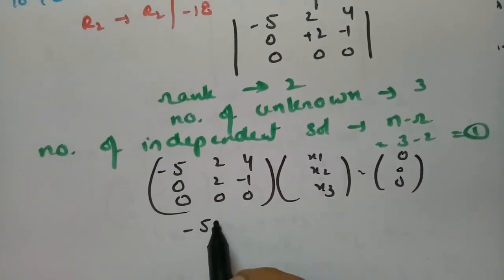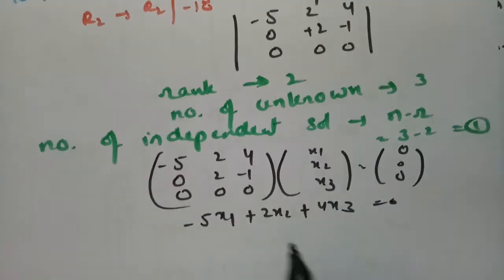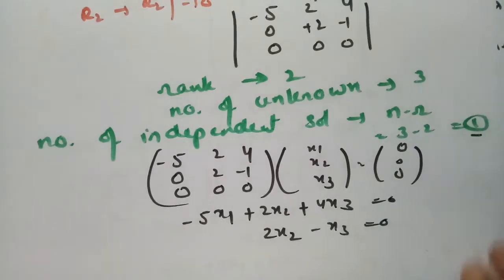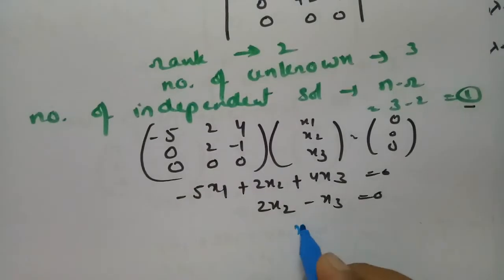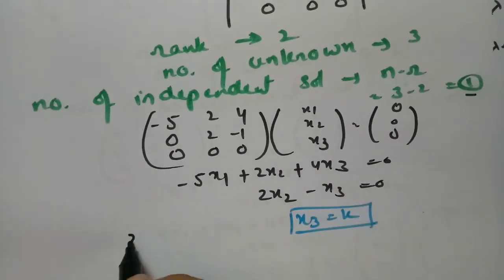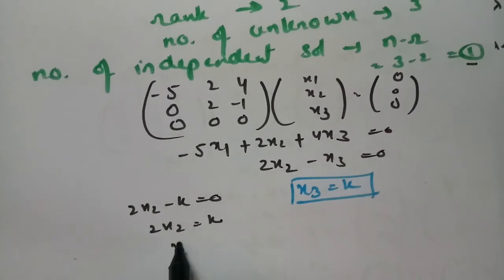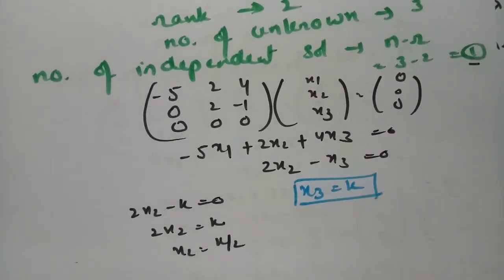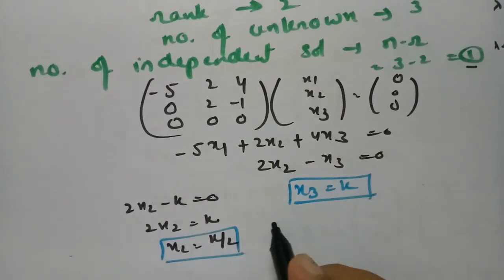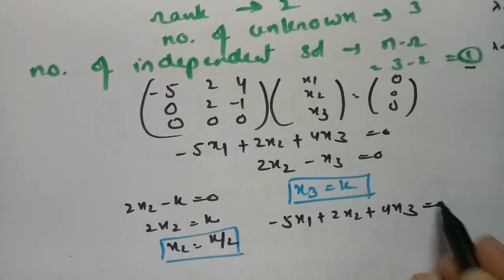This can be written as 5x1 plus 2x2 plus 4x3 equal to 0, and 2x2 minus x3 equal to 0. Only one solution we can take on our choice. Therefore x3 equals k, and if I substitute, 2x2 minus k equals 0, so 2x2 equals k, and x2 equals k by 2. After getting this, I have to substitute in the equation minus 5x1 plus 2x2 plus 4x3 equal to 0.